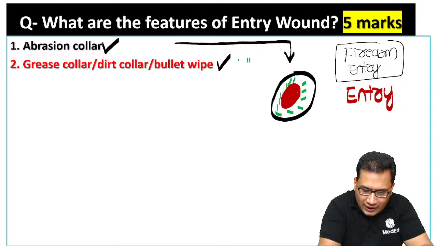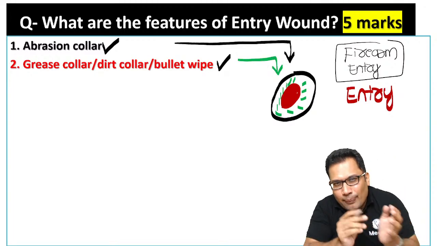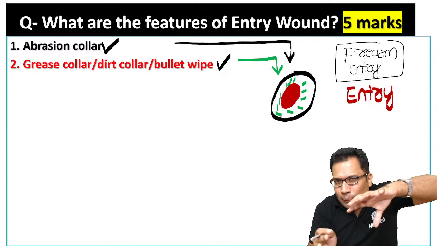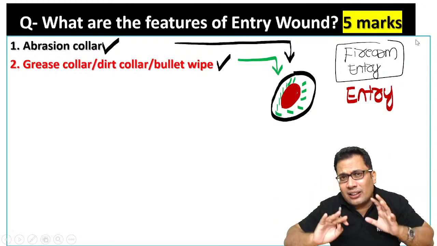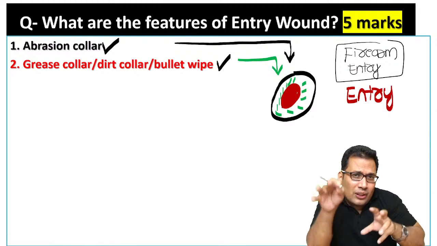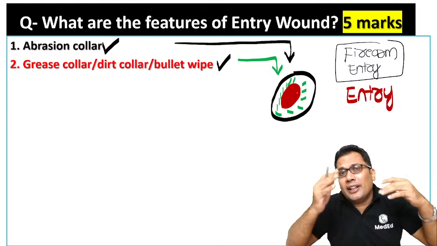So this is the grease collar. Green color is grease collar. That is the bullet dirt. Along with the bullet, there can be lubricant, along with the dust particle. All this comes around the entry wound. That is known as grease collar, dirt collar, also known as bullet wipe.